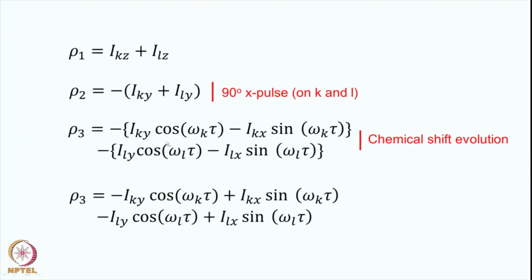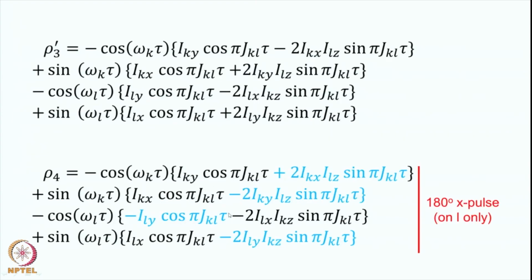So put it, expand it and rearrange it properly, and we have rho 3 is minus IKY cosine omega k tau plus IKX sin omega k tau, and likewise minus ILY cosine omega L tau plus ILX sin omega L tau. So then now you see here there are 4 terms, right. This rho 3 has 4 terms. Now each one of them we will have to evolve under the coupling.